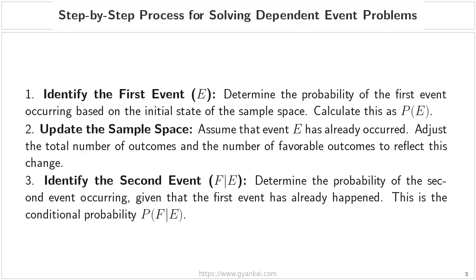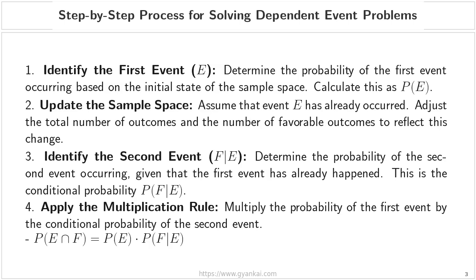This is what we call conditional probability. You are calculating the probability of event F occurring, specifically under the condition that event E has already taken place. We write this as P of F given E. Finally, once you have both pieces, you apply the multiplication rule. You simply multiply the probability of the first event by the conditional probability of the second event. In mathematical terms, the probability of E intersection F equals P of E multiplied by P of F given E.